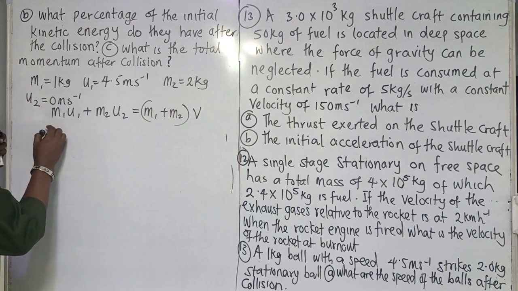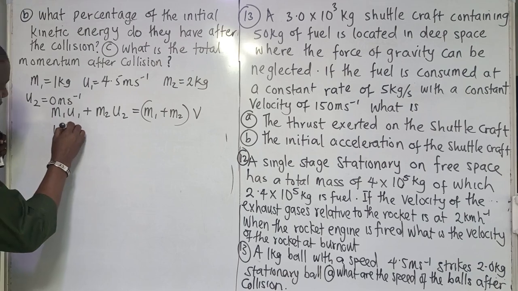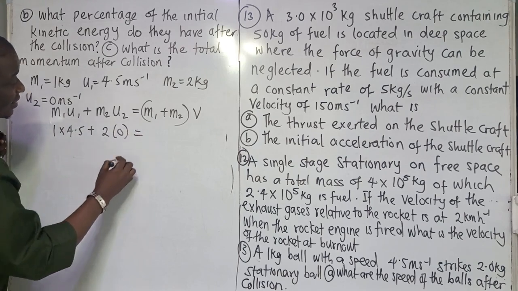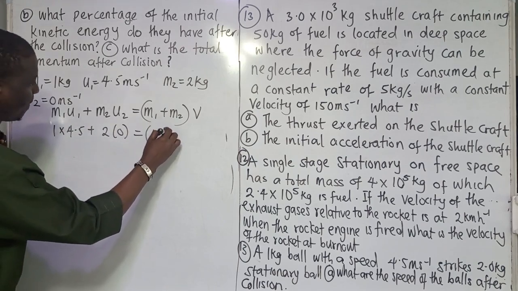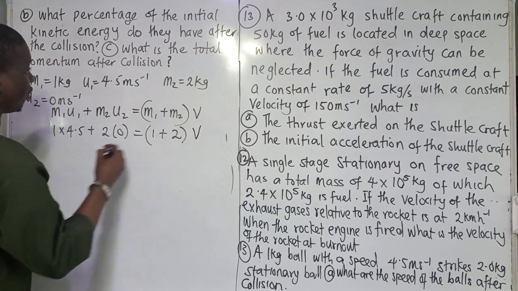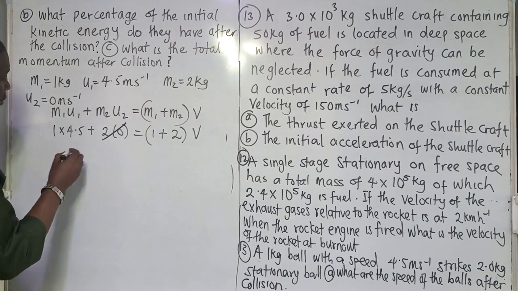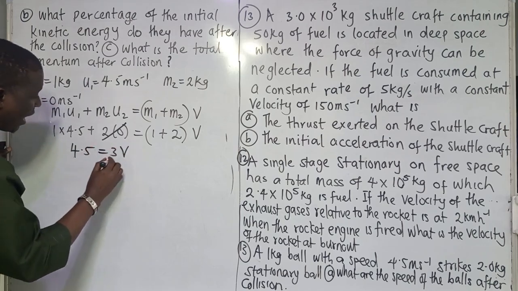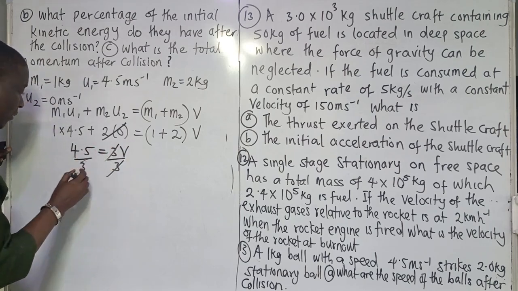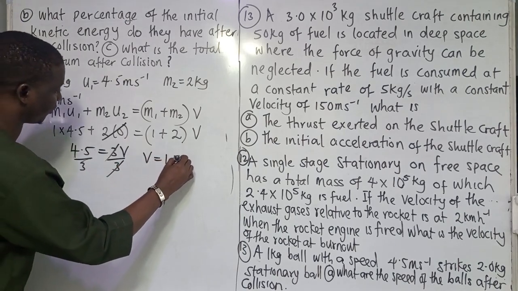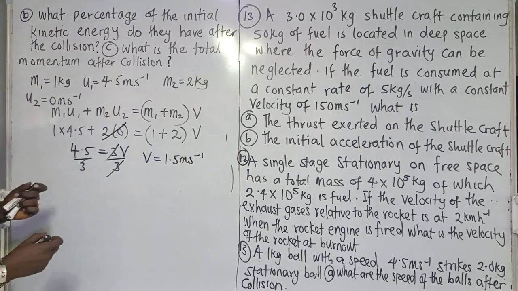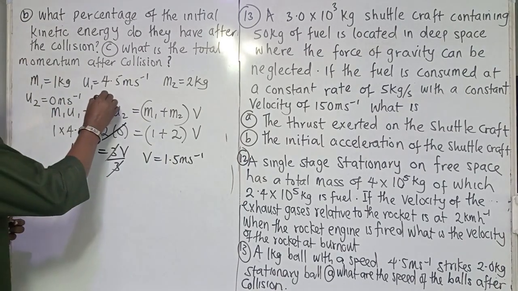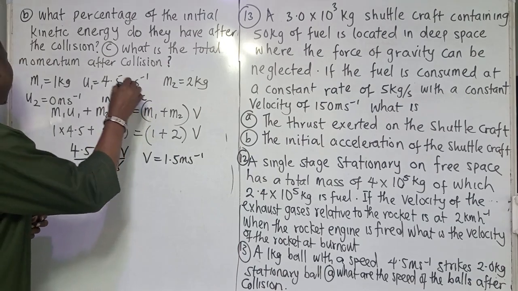So what I want to do now, M1 is 1 times 4.5, plus M2 is 2 times 0 because it's at rest, then M1 is 1 plus M2 2 times velocity. This one will cancel out, so we have 4.5 is equal to 3V. So how do we make V the subject of the formula? V is now equal to 1.5 meters per second. So that is our velocity, which we call the common velocity. This is an inelastic collision. Don't forget, an inelastic collision.